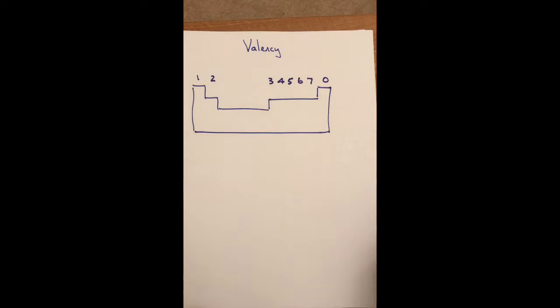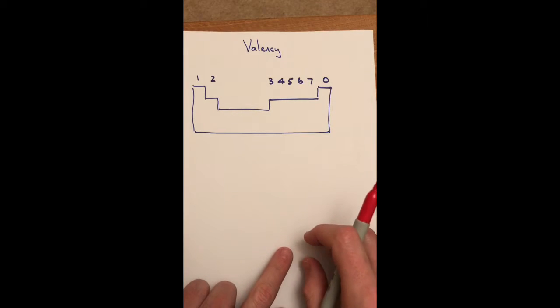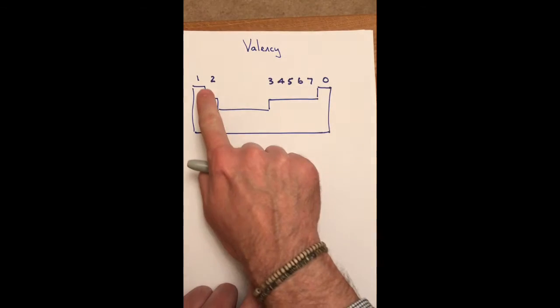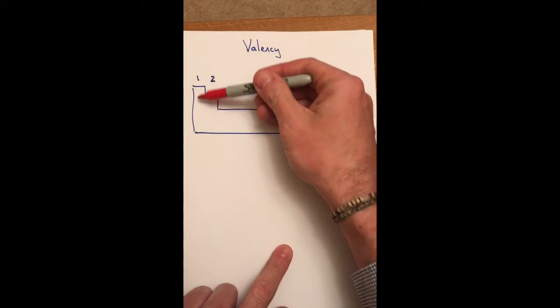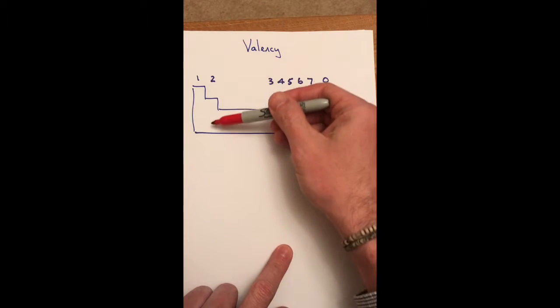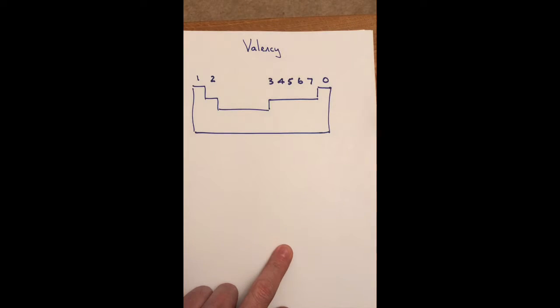Okay, it's a little video to show you how to use the periodic table in order to work out the formulas for compounds. So when you get a periodic table in front of you, you would have the group numbers going across the periodic table here. So this is group 1. Remember, groups are vertical, group 2, and then so on.